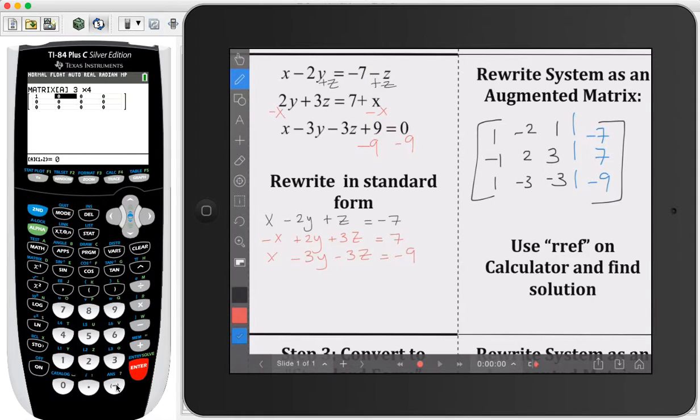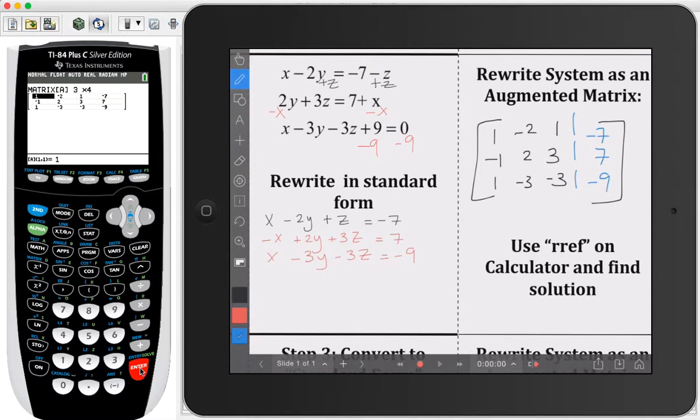So y, enter, negative 2, enter, 1, enter, negative 7, enter, negative 1, enter, 2, 3, 7, then 1, negative 3, negative 3, and then negative 9. Now remember, you have to do second quit to go back to the main screen.